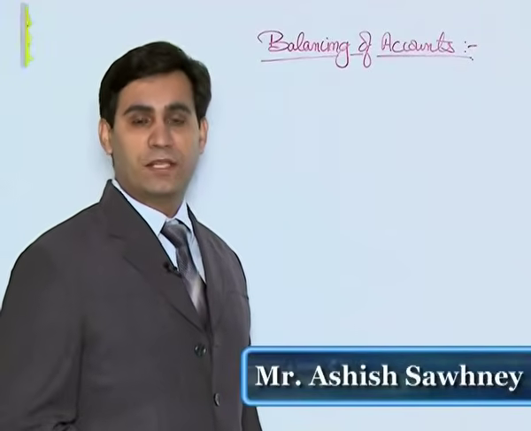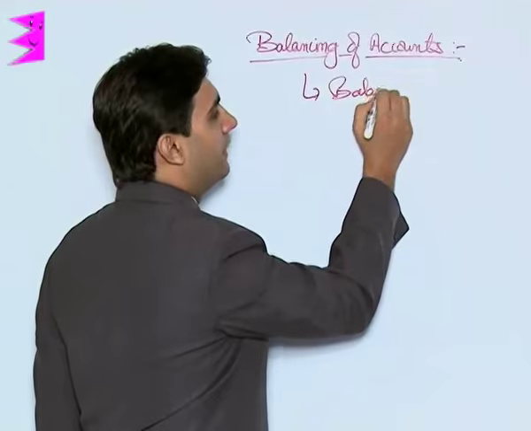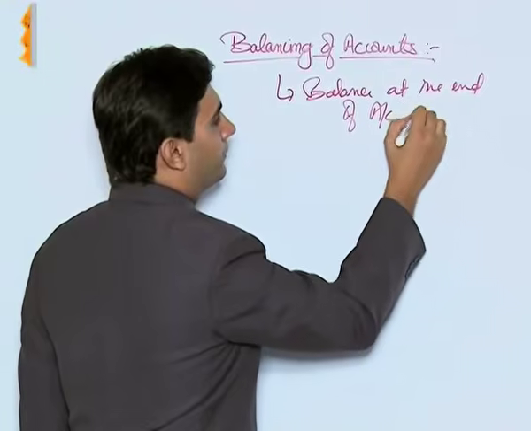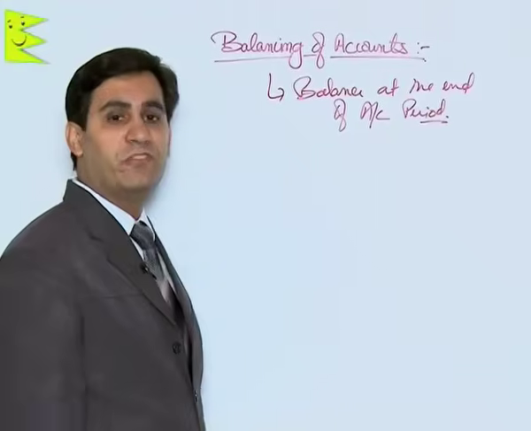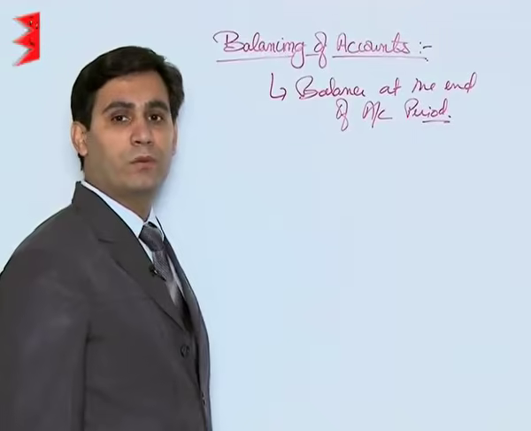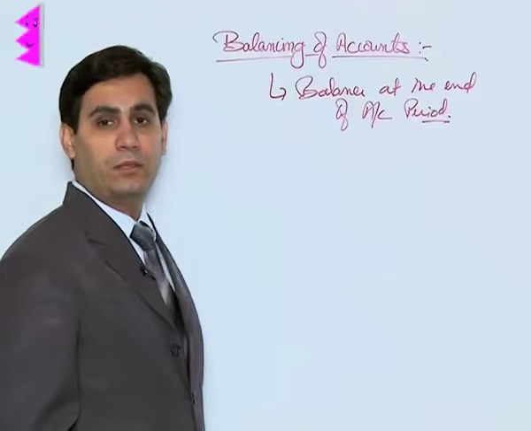Balancing of accounts. Now students, we all know that once journal entries have been passed, they are then posted to ledger accounts, that is on the debit side and on the credit side. So by balancing we mean to find the balances at the end of the accounting period, that is whatever period that you have defined. It can be a week, it can be a month, but we all know that legally in India it is accepted to be 1 year. So by balancing we mean to find the balance at the end of an accounting period.